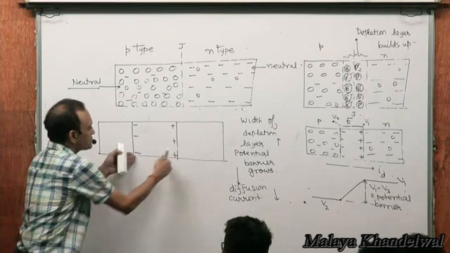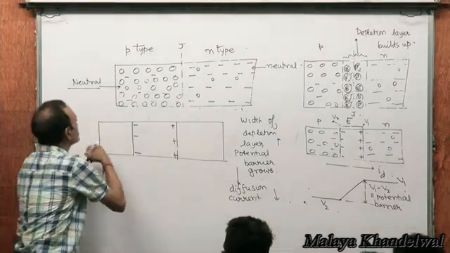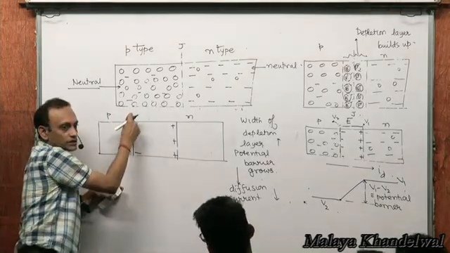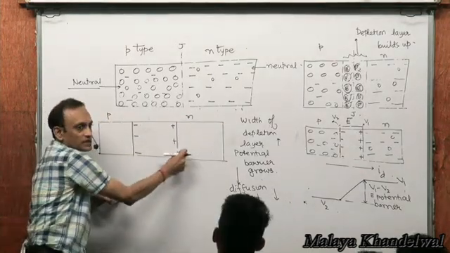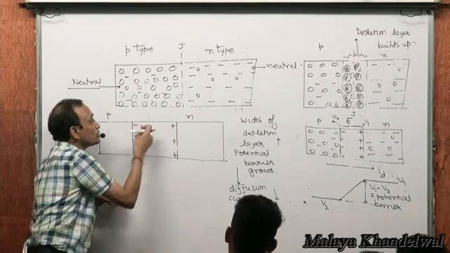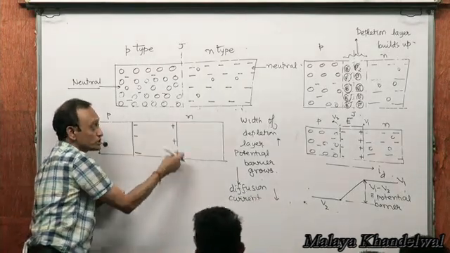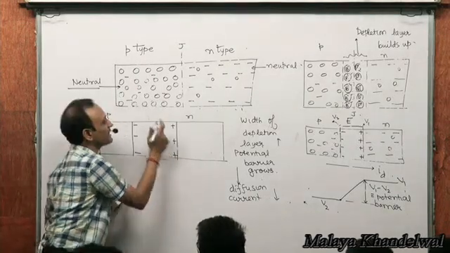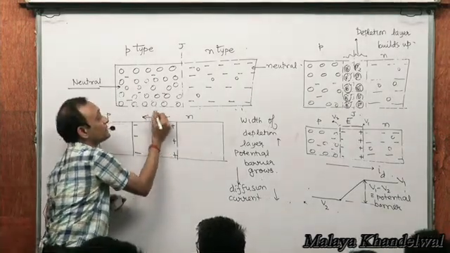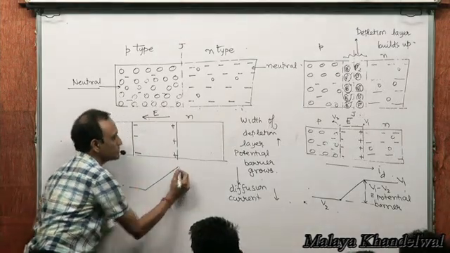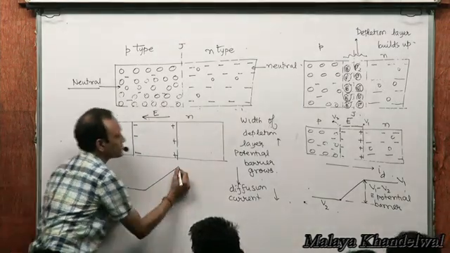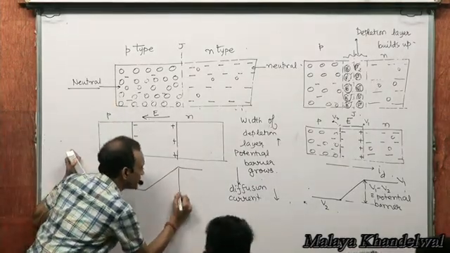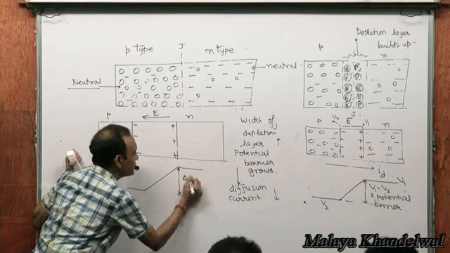The width of this depletion region is growing, and this is my P type, this is my N type. This portion is still electrically neutral. This portion is still electrically neutral. This portion is not neutral. This portion is negatively charged. This portion is positively charged, but does not have charge carriers. There is an electric field like this, and there is a potential hill that is produced here, which has a potential height, and this is a potential barrier delta V.